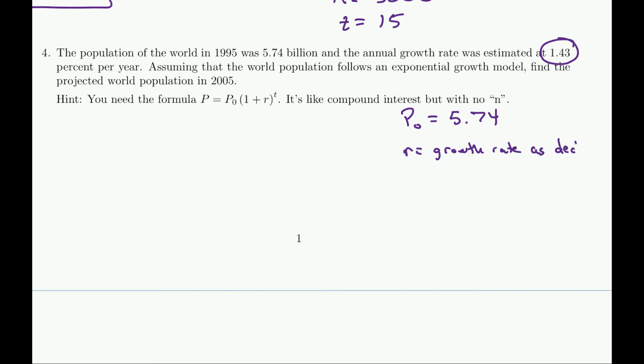As a decimal, though, that is also still true. So the R is going to be 0.0143, right? You still have to move the decimal place twice. It's easy to get that wrong. And that's it, right?